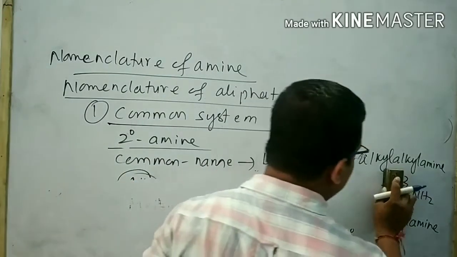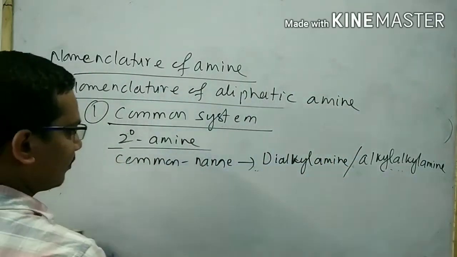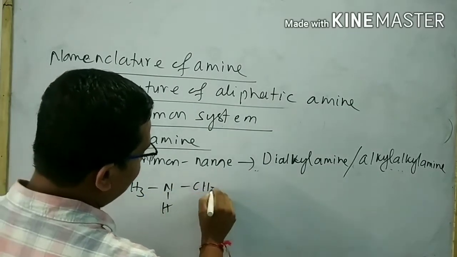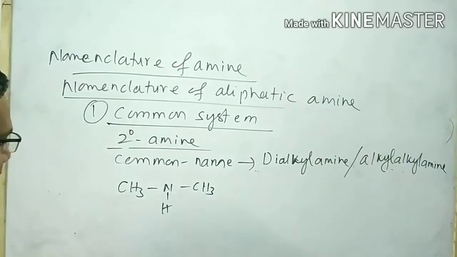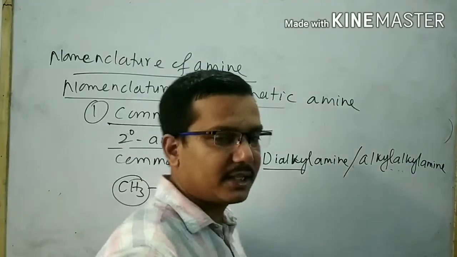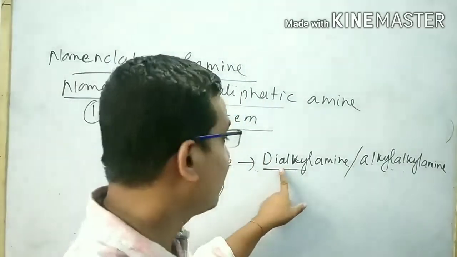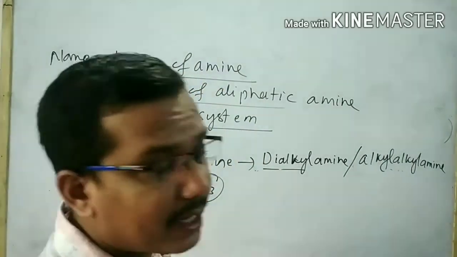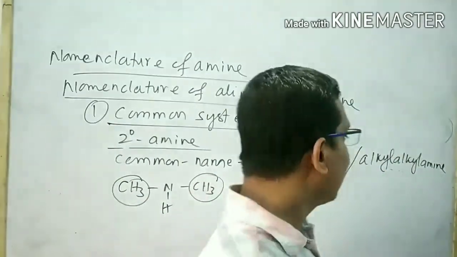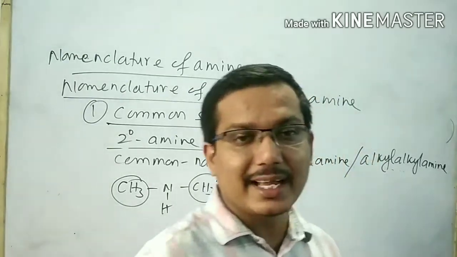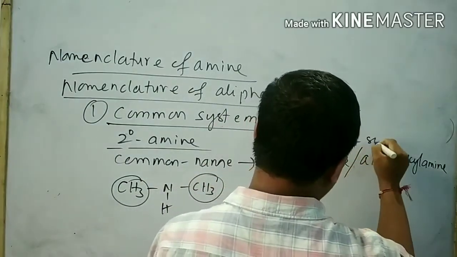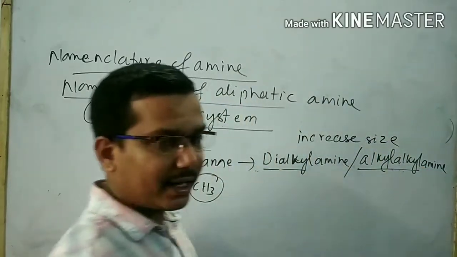Let me explain with the example. CH3 bonded to N, which has CH3. Here two alkyl groups are same. Remember, if two alkyl groups are same, generally we take this, that is dialkyl amine. If the two alkyl groups are different, generally you take alkyl amines. And the alkyls are arranged according to their increasing size.